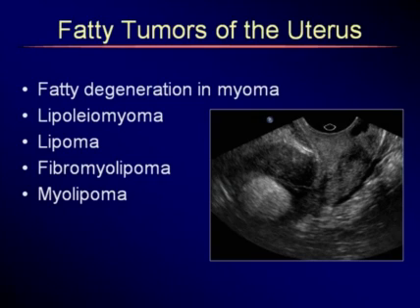Now, there are a few types of fatty tumors in the uterus, so I want to just quickly talk about these for a second. When you see a hyperechoic mass, and you can prove on CT that it's fat, this could be fatty degeneration in a myoma. It could be a so-called lipoleiomyoma with lipo and myo elements. It could be an actual pure lipoma, could be a fibromyolipoma with fibrous, myo and lipo elements, and myolipoma, any kind of combination that you can think of with the lipoma.